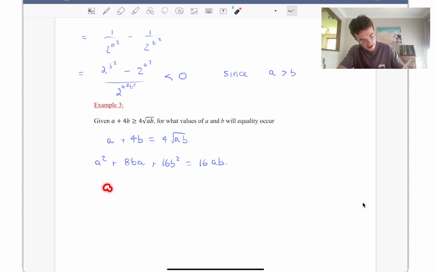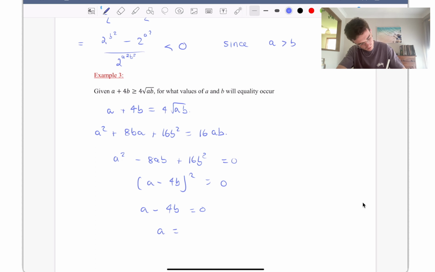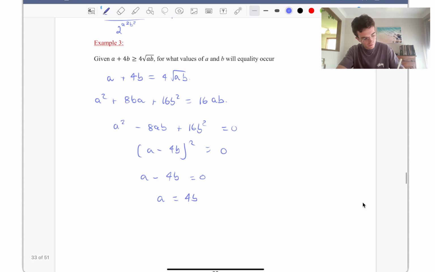That would imply that a squared minus 8ab plus 16b squared is equal to 0. And that, of course, is a perfect square. a minus 4b squared is equal to 0. And if we square root both sides, a minus 4b is equal to 0, which means a is equal to 4b. So therefore, equality will occur when a is equal to 4b.